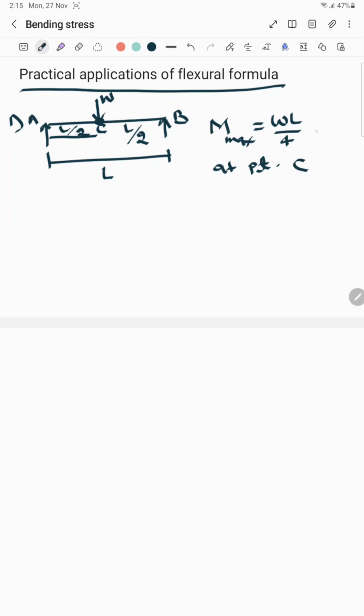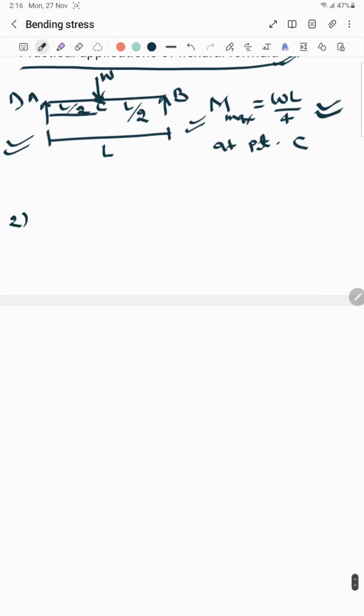So this is the important formula which will be required in the bending equation, or it can be known as flexural formulas. Okay, so in case of the simply supported beam, when the load is acting at the middle section, you have to remember this formula. The maximum bending moment is equal to WL by 4.